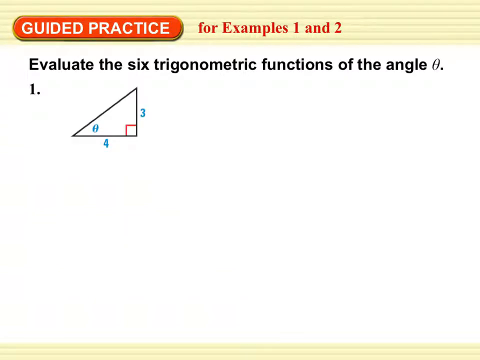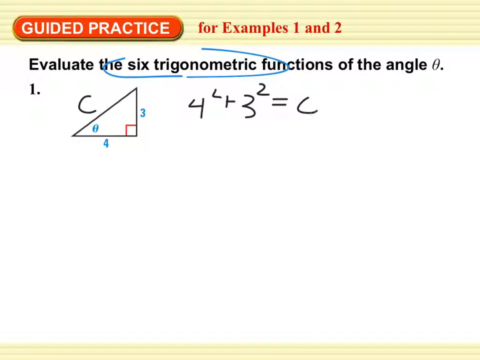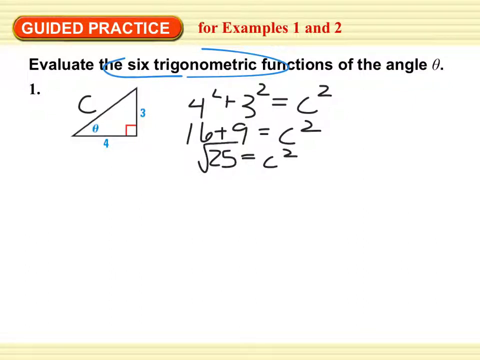Guided practice, okay? Evaluate the 6 trig functions, so I need to write them all down, but first I need to know what the hypotenuse is. 4 squared plus 3 squared equals c squared. 16 plus 9 is 25. C equals 5.